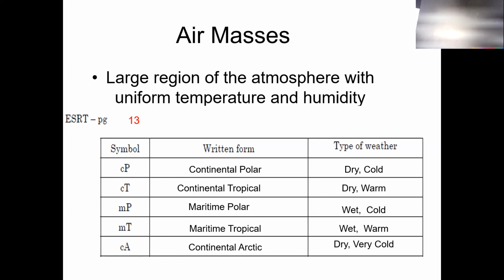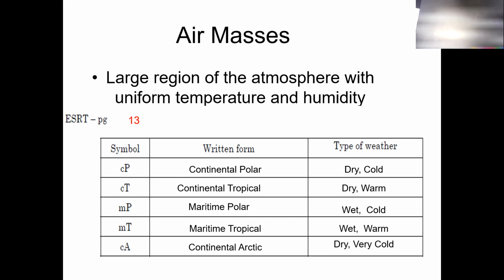Off the reference table, which is on the bottom of page 13, we see the symbol, so how they're abbreviated, what that abbreviation means, and then we talked about the type of weather that goes with it. And just a quick review, anytime you see the word continental, that means the air mass was formed over a continent and it's going to be dry because continents don't have that much water. Anytime you see the abbreviation M, that stands for maritime, and maritime always refers to water. So if an air mass forms over water, it's clearly going to be wet.